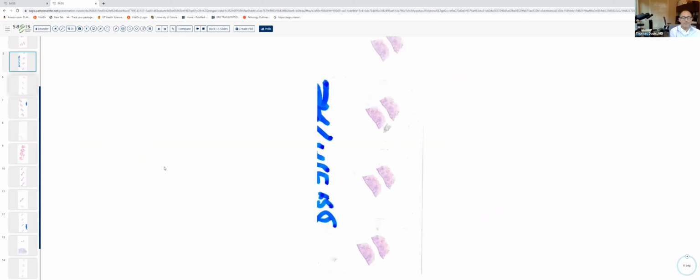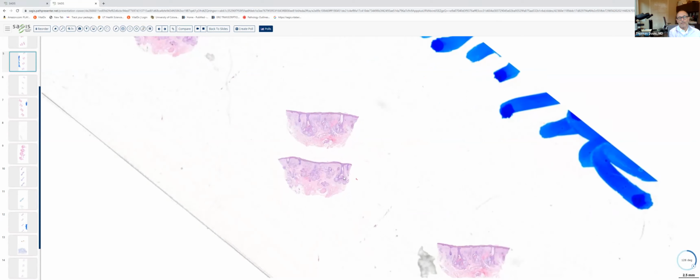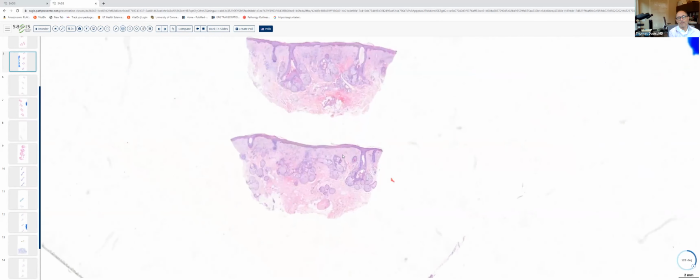Moving on to slide number 5. Let me tilt the slide again. We have a large punch biopsy in this particular instance, bisected. If we move to higher power, we can see a high concentration of follicular and sebaceous elements, indicating that this specimen was likely from the head or neck. In this particular instance, it was from the face.